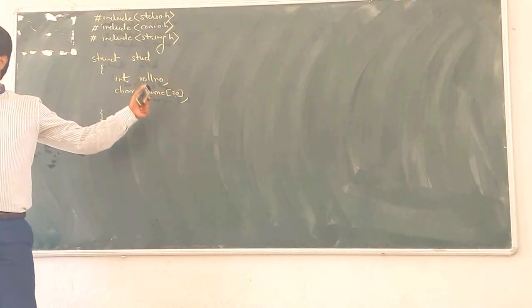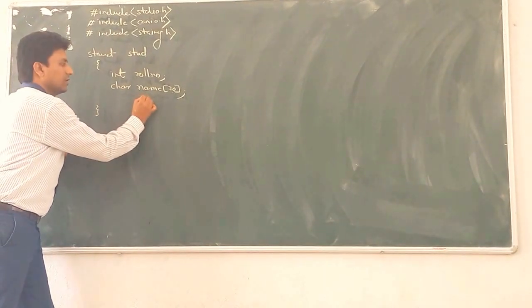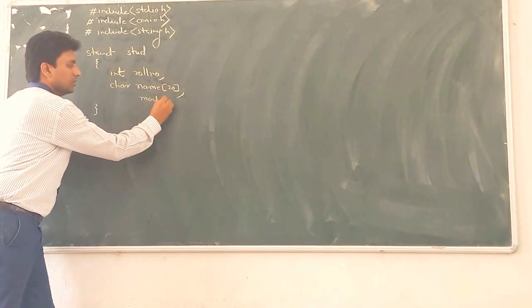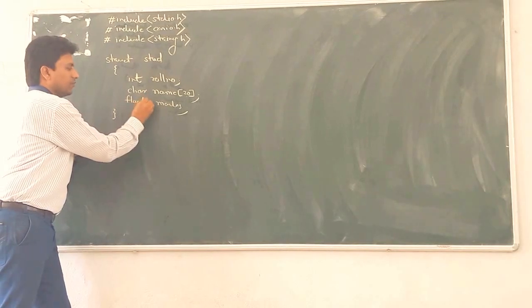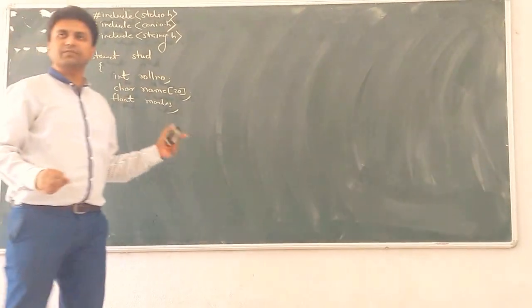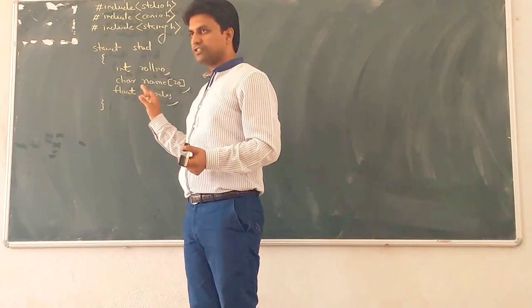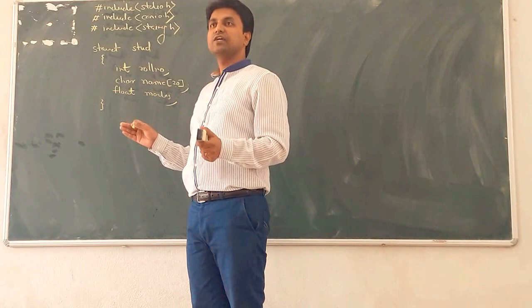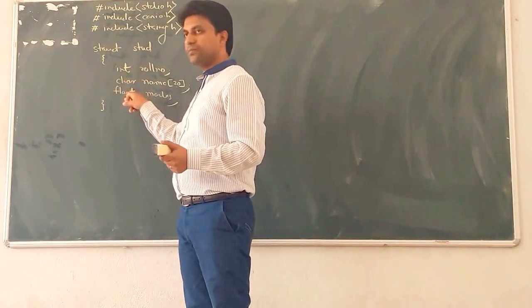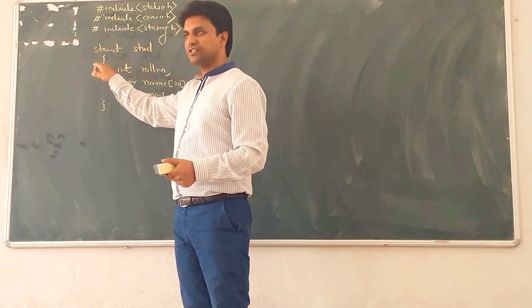Second data member of the structure. Third, marks. Marks of that particular student having data type float. So all these data members have different data types. So what is the use of structure? Structure is used for storing non-homogeneous data members together in a single entity called a structure.